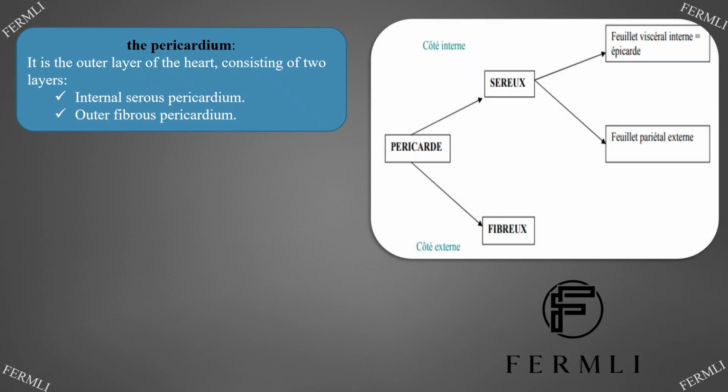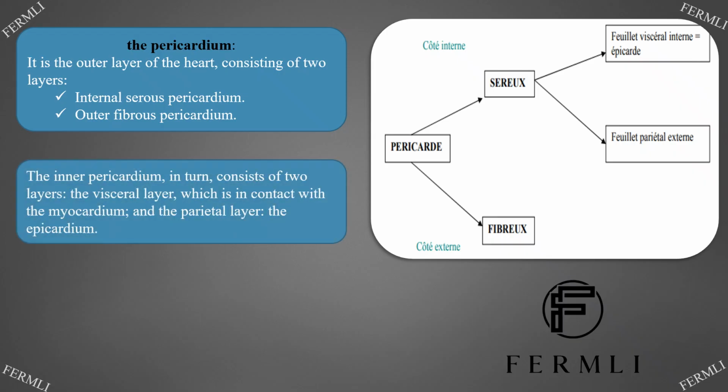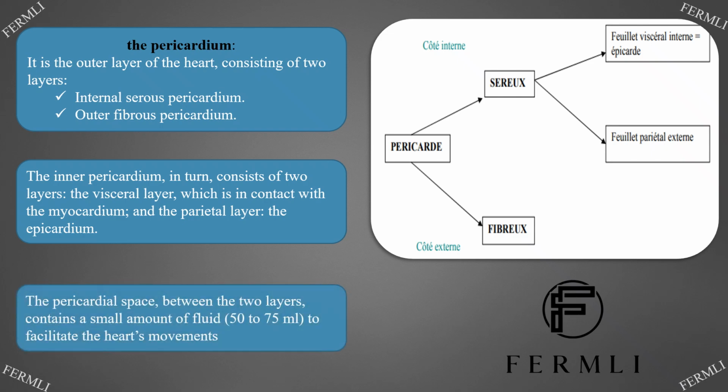The pericardium: it is the outer layer of the heart, consisting of two layers: the internal serous pericardium and the outer fibrous pericardium. The serous pericardium, in turn, consists of two layers: the visceral layer, which is in contact with the myocardium, and the parietal layer, the epicardium. The pericardial space, between the two layers, contains a small amount of fluid, 50 to 75 milliliters, to facilitate the heart's movements.